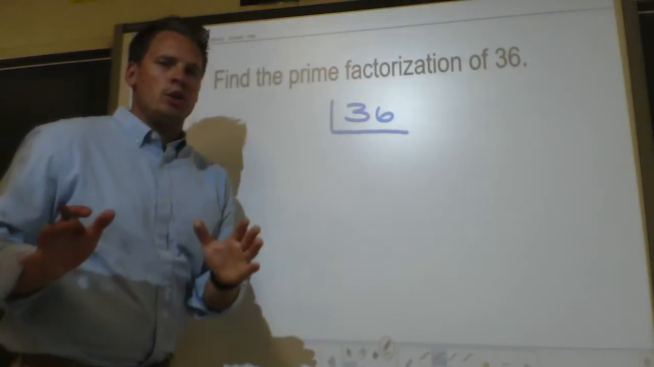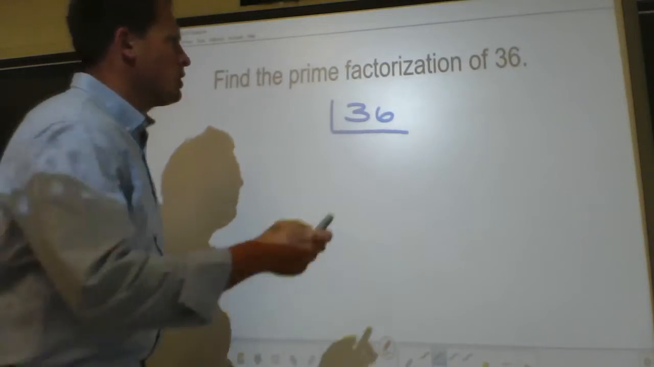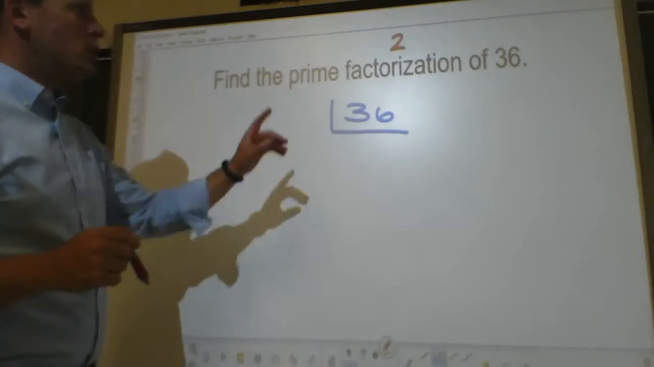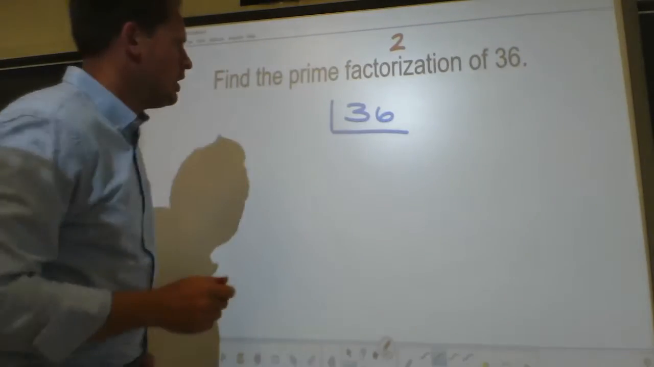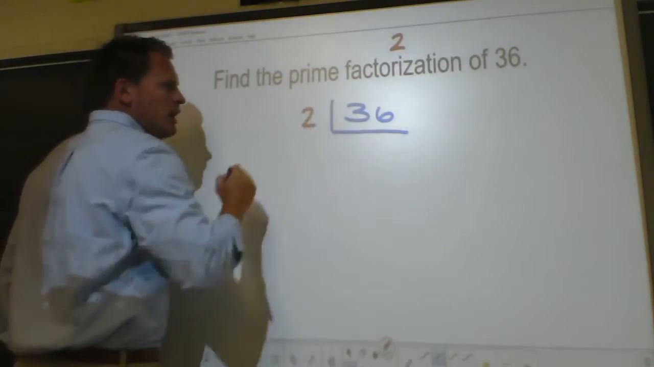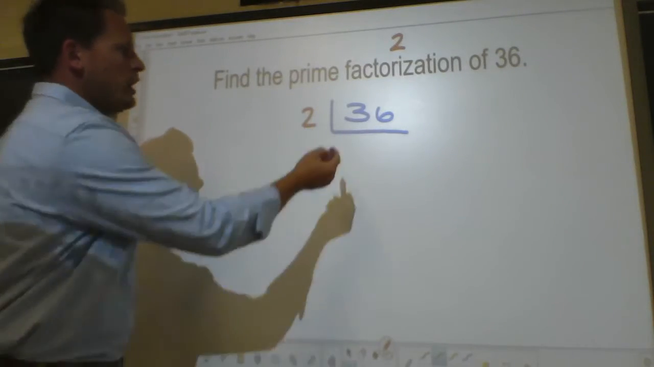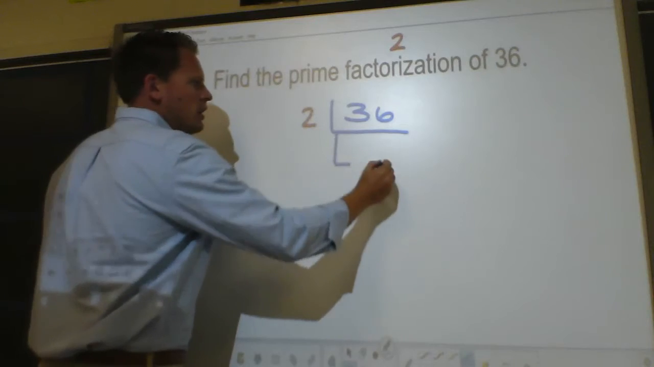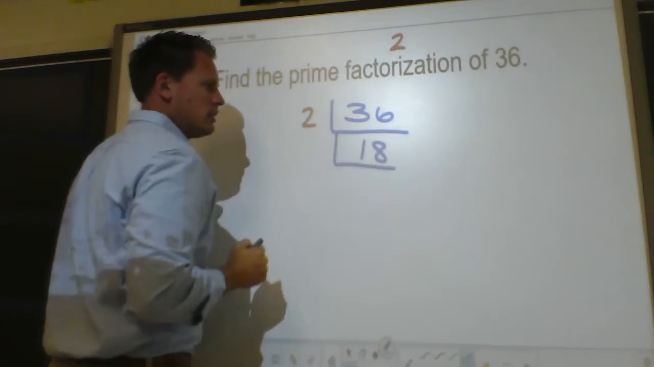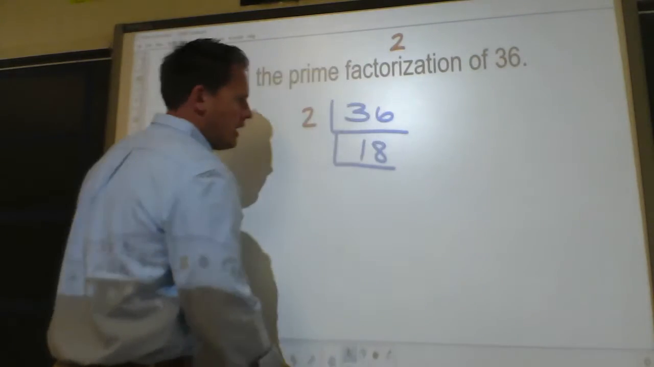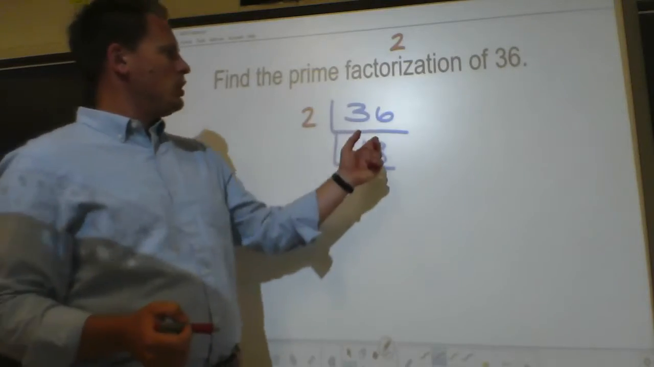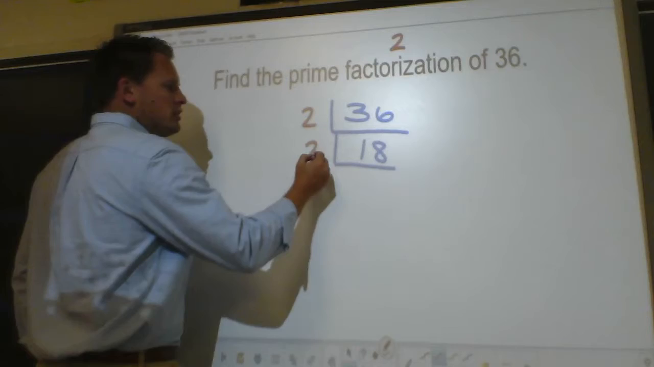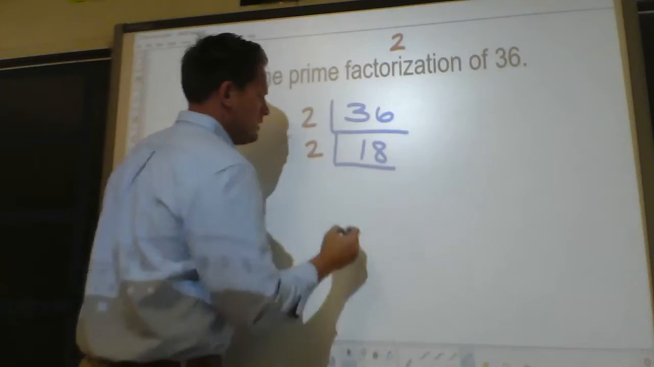What we need to do is pull out a prime number that fits into 36. And you're always going to start with the smallest prime number. What's the smallest prime number? 2. 2 is your smallest prime number. So we're going to put a 2 out here. What is 36 divided by 2? 18. Okay? Now 18 is still even, so can I pull out another 2? Right? 18 divided by 2 is 9.